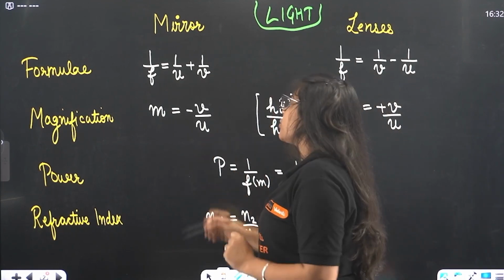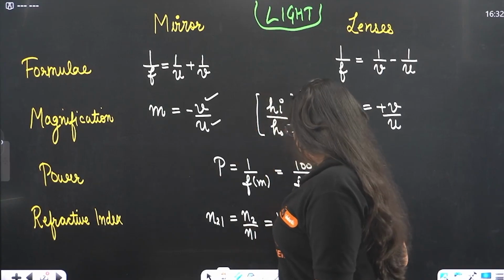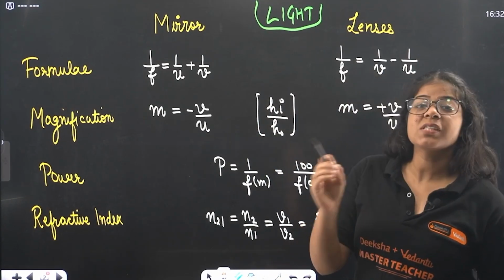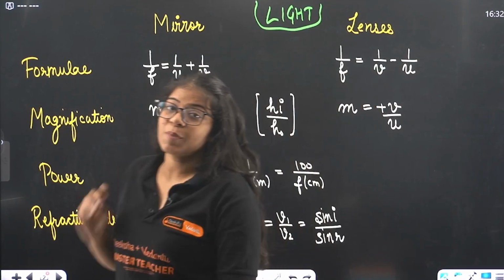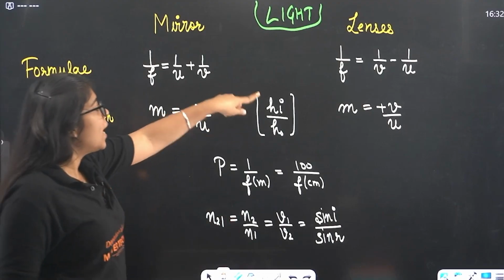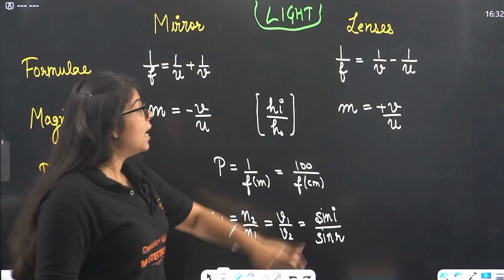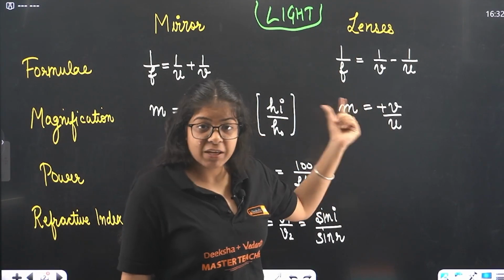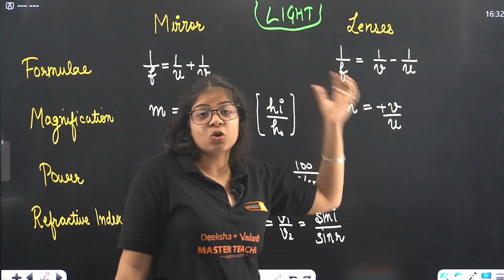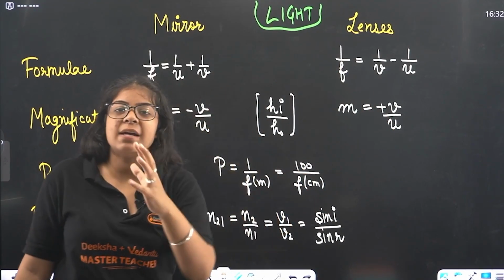Talking about magnification, it is m = -v/u in the case of mirrors, negative sign, v/u, image distance by object distance, which also equals height of image by height of object, basic. In the lens, this is plus. Make sure, this is important. It is m = +v/u. Write down as I speak.